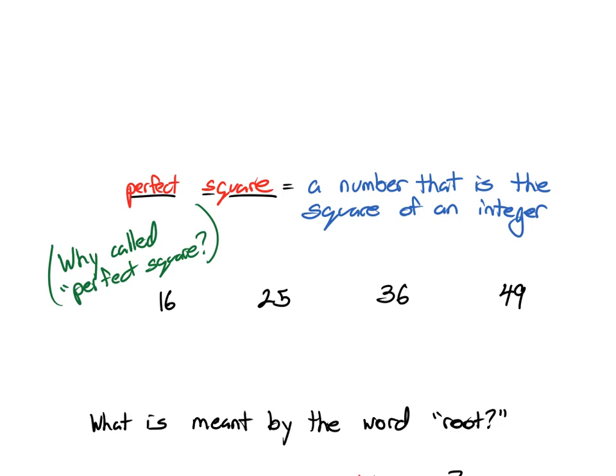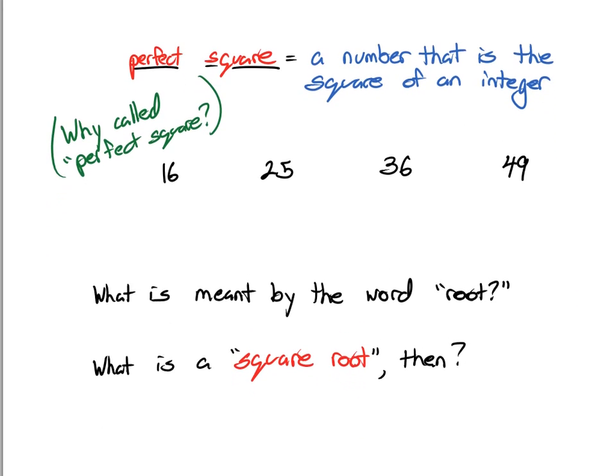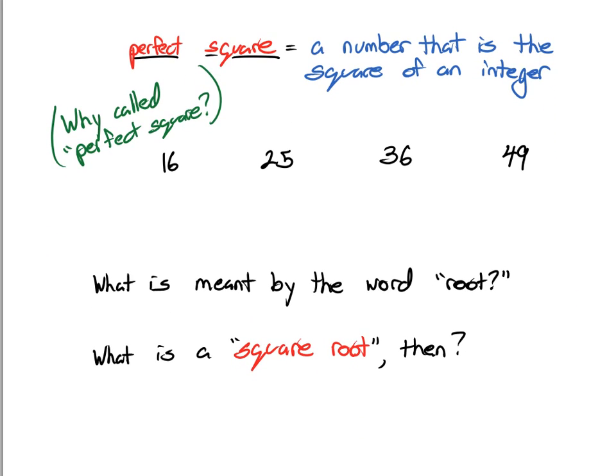Well, why are they called perfect squares? Well, here are just a few of the perfect squares. You got 16, 25, 36, 49. They're called perfect squares because, look, if we were to actually list out 16 little dots, we can organize them into, that's right, a perfect square.